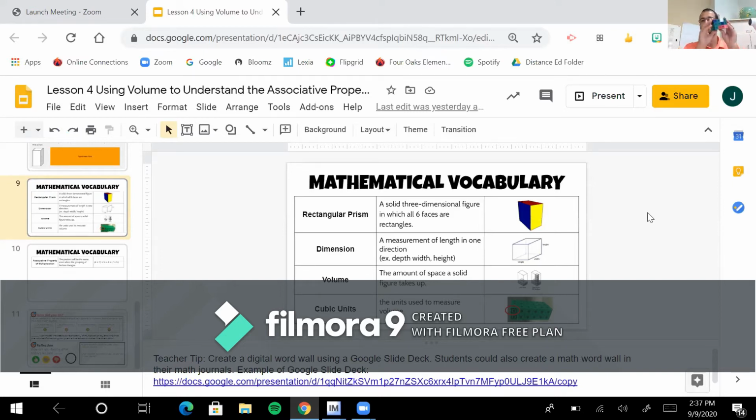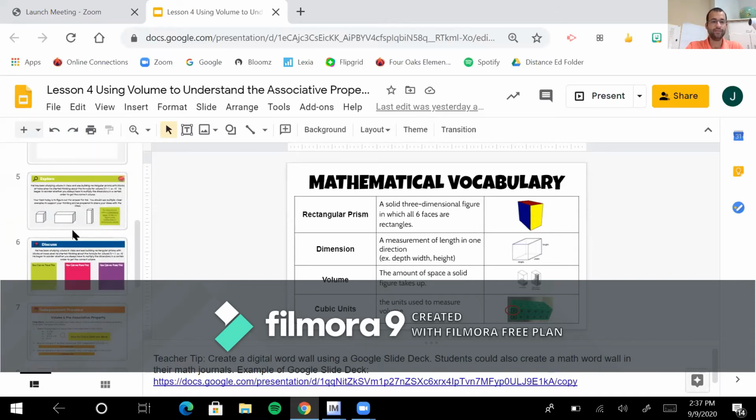Volume is the amount of space that a solid figure takes up. Like in the atmosphere right now, how much could fill inside this, or how much space is this actually taking up in the world? And then cubic units, that's just one of my little blocks. If I were to take off one little block, that's 1 unit that I've taken off of this prism. So let's take a look at a scenario today.